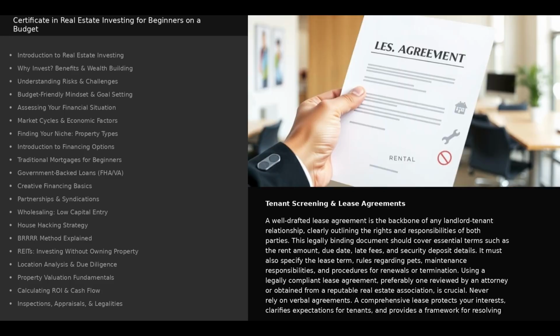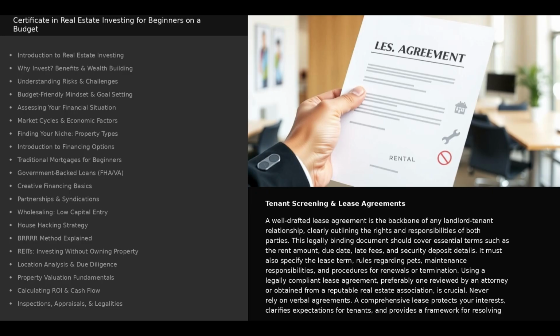A well-drafted lease agreement is the backbone of any landlord-tenant relationship, clearly outlining the rights and responsibilities of both parties. This legally binding document should cover essential terms such as the rent amount, due date, late fees, and security deposit details. It must also specify the lease term, rules regarding pets, maintenance responsibilities, and procedures for renewals or termination. Using a legally compliant lease agreement, preferably one reviewed by an attorney or obtained from a reputable real estate association, is crucial. Never rely on verbal agreements.